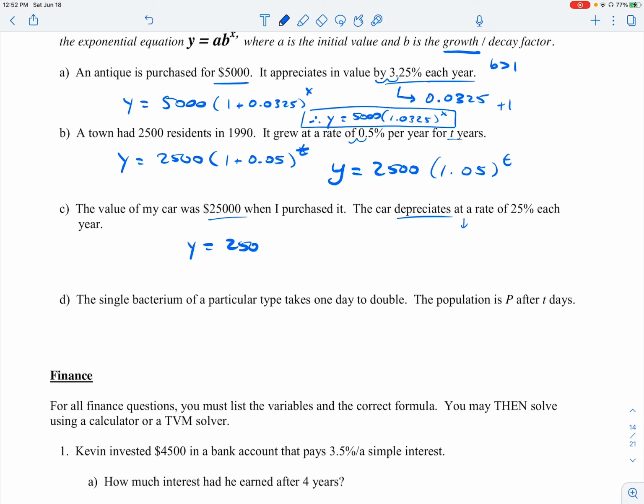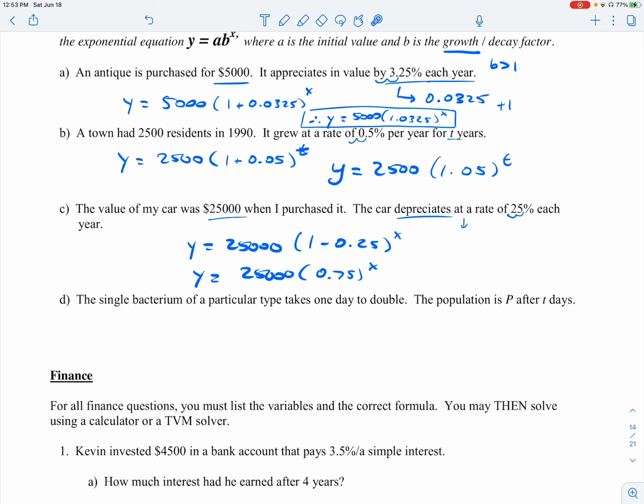So the initial amount is 25,000. Instead of doing 1 plus the percentage, we're going to take the percentage away. Let's move that over 2 decimal places. So we're going to have 1 minus 0.25 to the exponent x. Okay, and we should just simplify that in our last line. 1 minus 0.25 is 0.75. Okay. See how that works out?